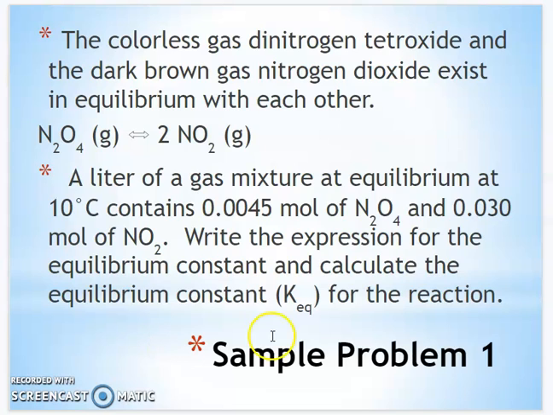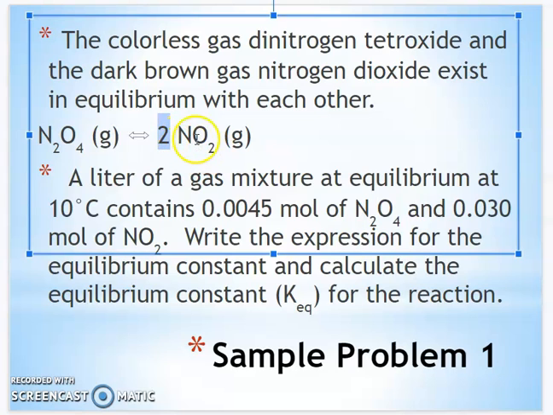Okay. So this is our first sample problem, and this is something that you're going to see a lot. You're going to see walls of text, and I know you guys love those. But this problem says the colorless gas dinitrogen tetroxide and the dark brown gas nitrogen dioxide exist in equilibrium with each other. So this first sentence, all that's telling you is, hey, guess what? Here's your chemical equation. We have our dinitrogen tetroxide over here in the gaseous state in equilibrium with this double-pronged arrow with 2 moles, that's what this number 2 means, the 2 moles of nitrogen dioxide, again in a gaseous state. So this first part told you what reaction was happening.